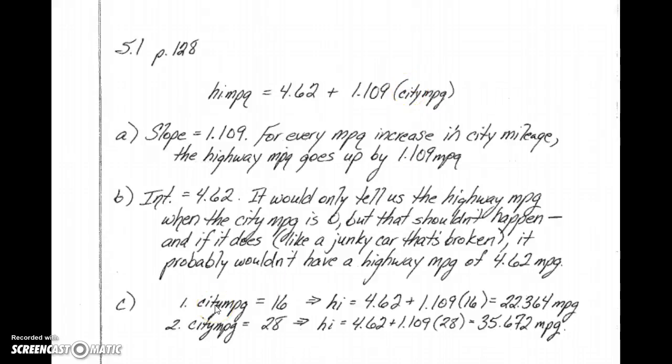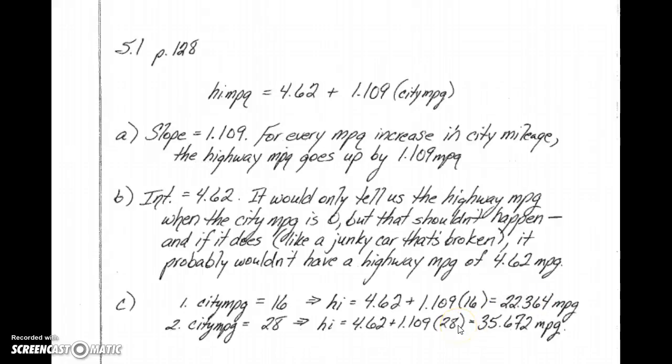And then finally, using the equation, notice that we could really do it either way. They've given us the city mileage in both cases, so 16 miles here, and then 28 is the next one they give us. So what we would do is plug that 16 in, multiply it by the 1.109, add 4.62, and we get that the highway miles per gallon is 22. So if you have a car with 16 miles per gallon in the city, you should get a predicted 22.364 miles per gallon on the highway.